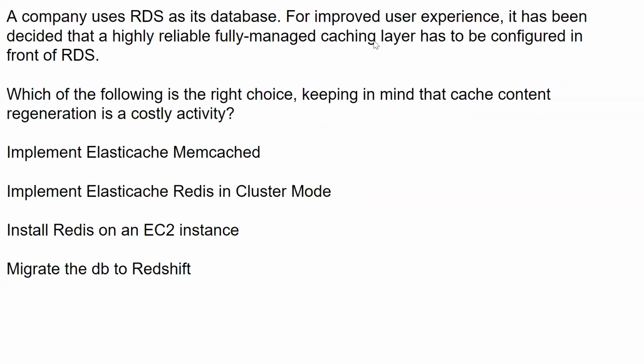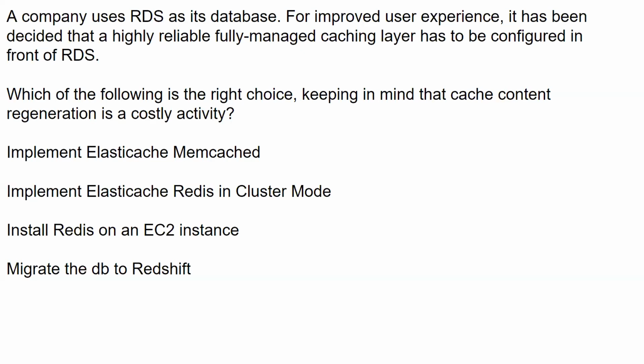That's easy. Okay. A company uses RDS as its database. For improved user experience, it has been decided that a highly reliable, fully managed caching layer has to be configured in front of RDS. Which of the following is the right choice, keeping in mind that cache content regeneration is a costly activity? Implement ElastiCache Memcached. Implement ElastiCache Redis in cluster mode.